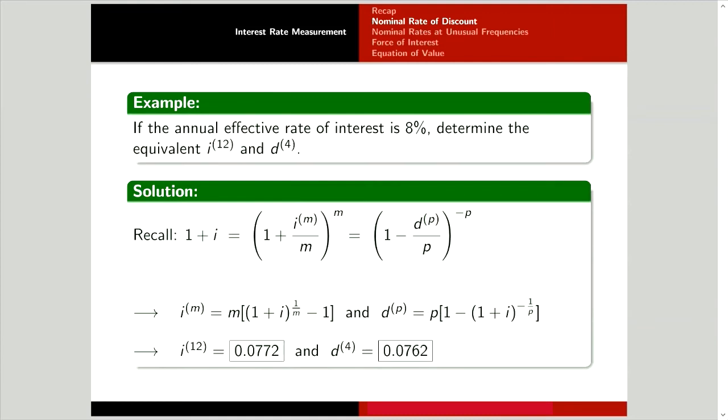So, all you have to do is to substitute i equals 8% here. m equals 12. And then you will get 0.0772. Here naman, you substitute p equals 4 and i equals 8%. When you do that, you will get 0.0762. Okay, another example.